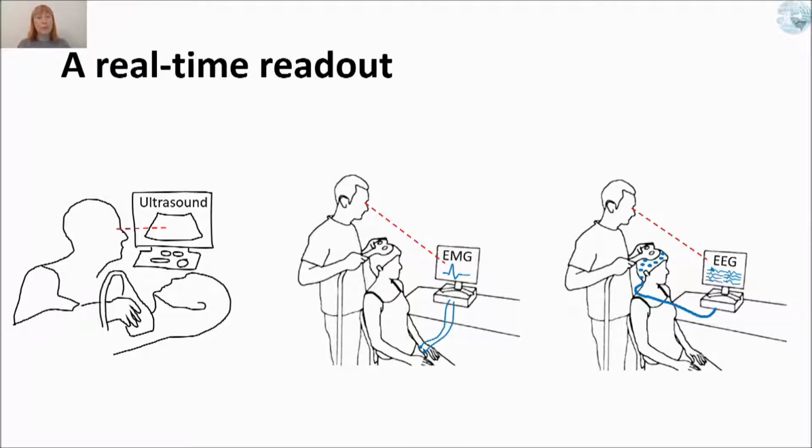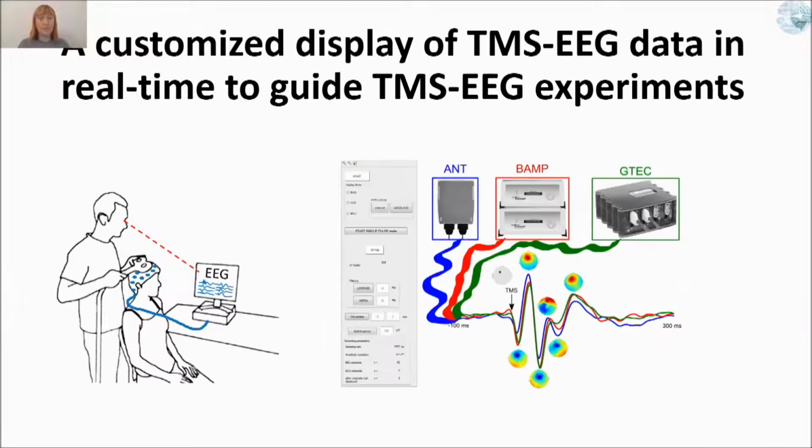Here, we propose to apply the same approach also when running TMS EEG experiments, because we think it's important to allow the operator to slightly adjust TMS parameters while relying on a real-time EEG readout. But what do we need to implement this approach? We need a dedicated graphical user interface that provides a customized display of TMS EEG data in real time. Our group has already developed such a software, which is compatible with different EEG amplifiers.